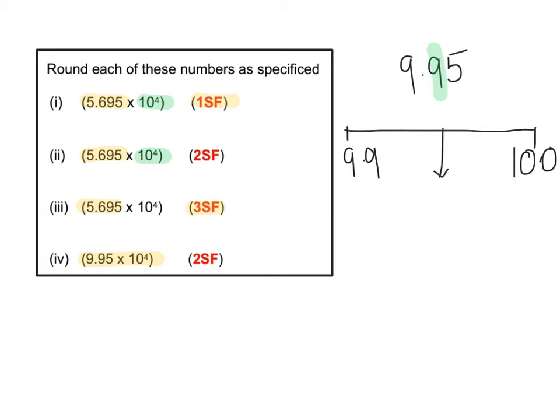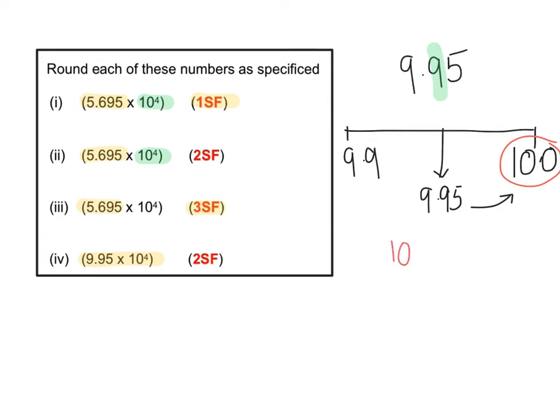So bang in the middle would be 9.95. Think of it like if you get rid of the decimal place, you've got 99, and then 100 would be the next one up, and then in the middle would be 99.5. So where would 9.95 be? Again, it's bang in the middle, so it would automatically go up. So it's going to be rounding to 10.